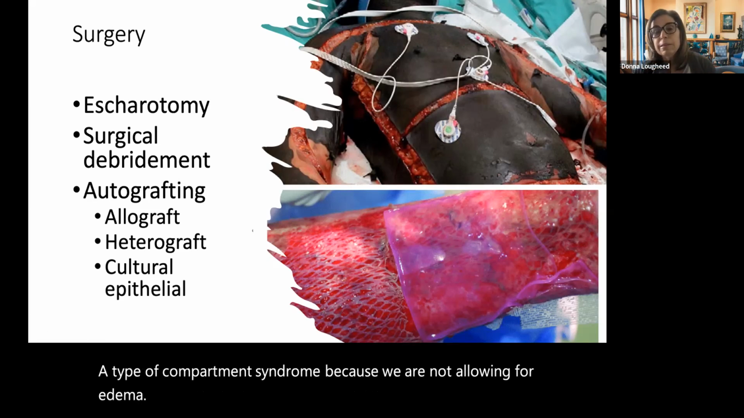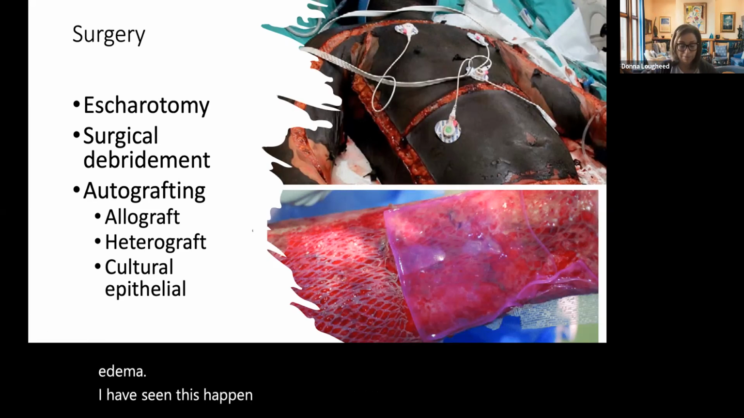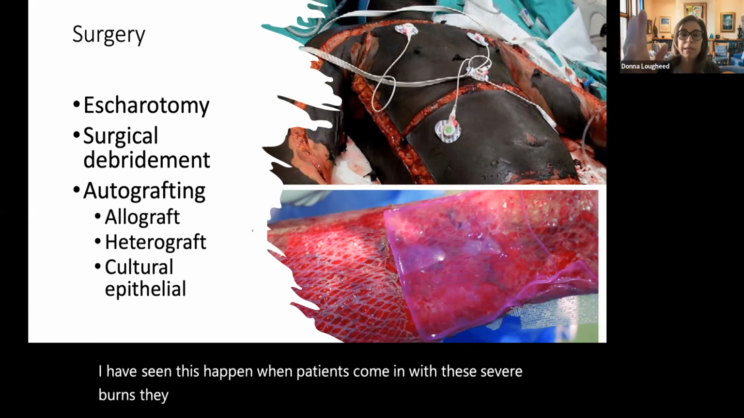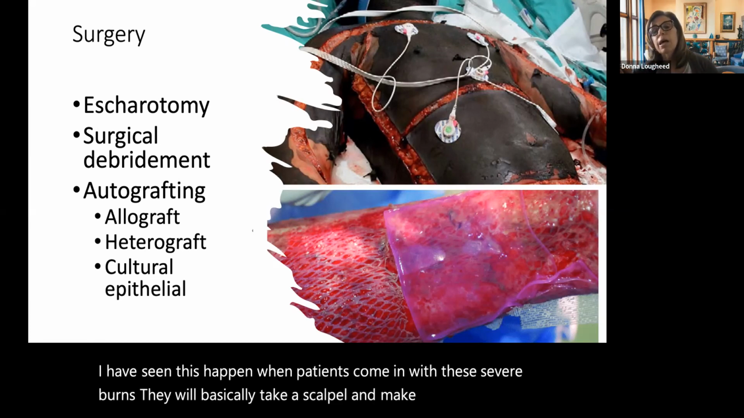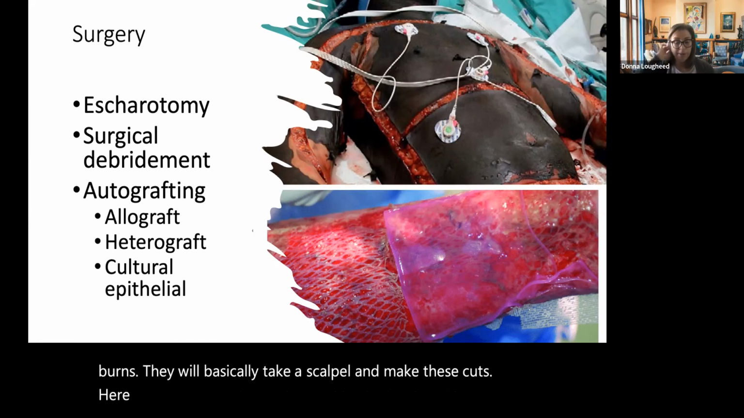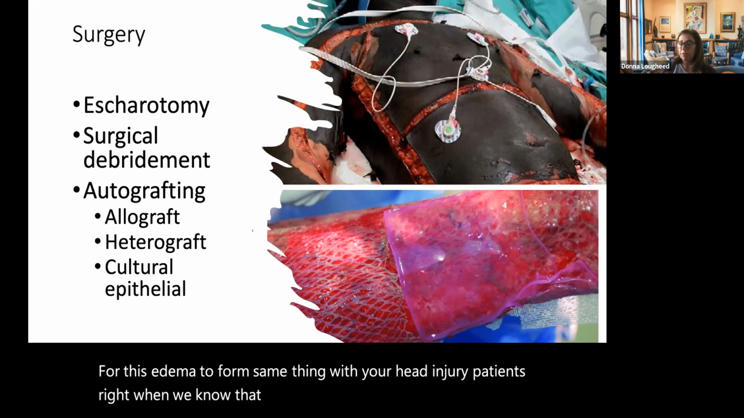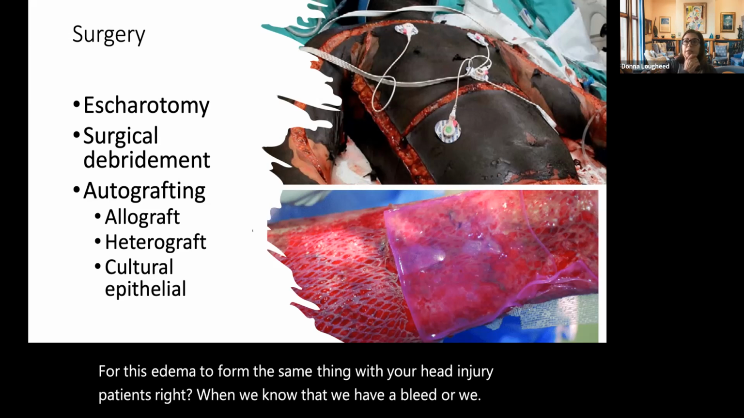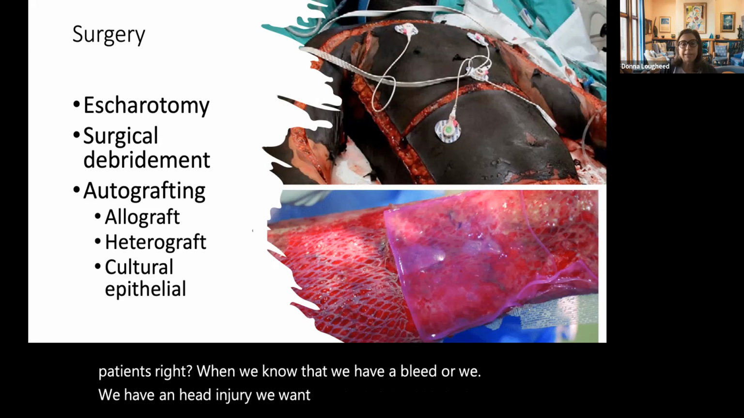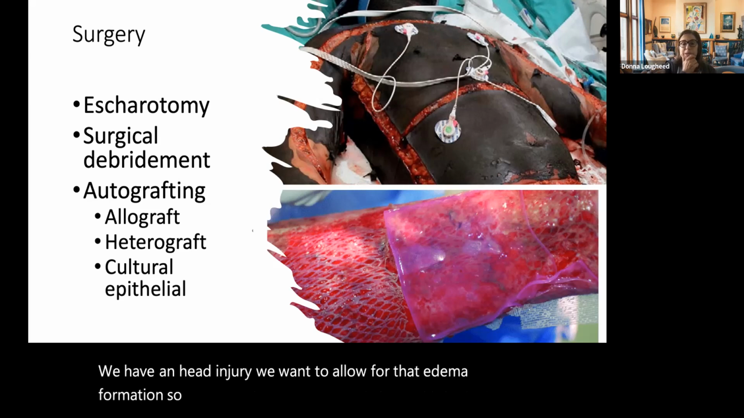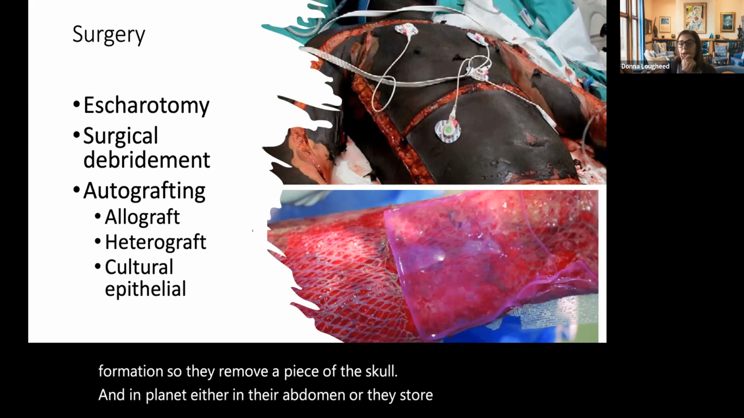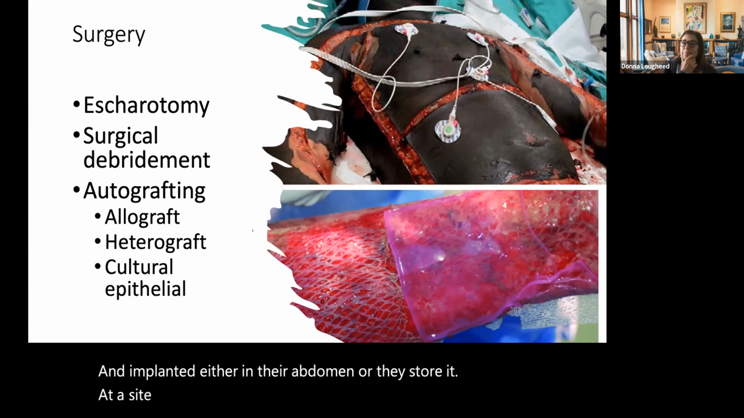So I have seen this happen when patients come in with these severe burns. They will basically take a scalpel and make these cuts here, allowing for this edema to form. Same thing with your head injury patients, right? When we know that we have a bleed or we have a head injury, we want to allow for that edema formation. So they remove a piece of the skull and implant it either in their abdomen or they store it at a site. But again, it's just allowing for that edema formation.